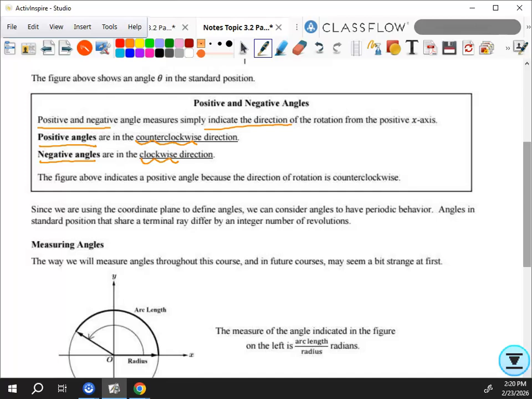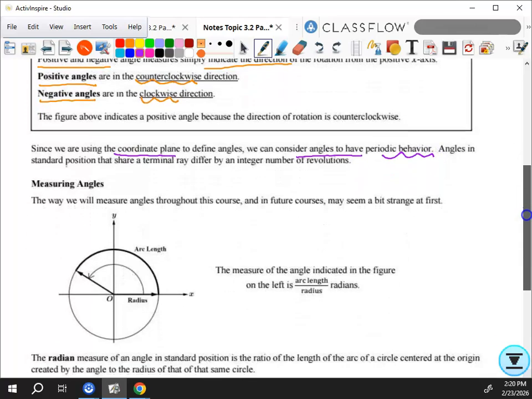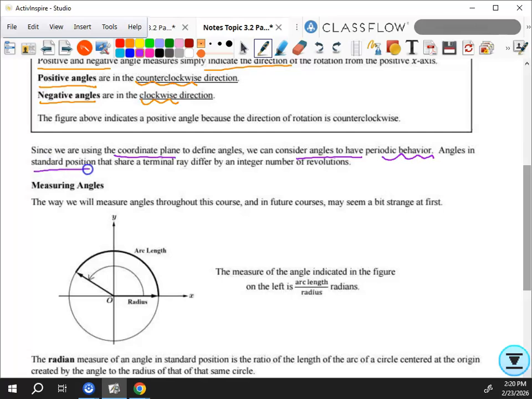And since we are using the coordinate plane to define angles, we consider the angles to have periodic behavior. Angles in standard position that share a terminal ray differ by an integer number of revolutions. Those are your coterminal angles. Remember, if we went out to the track and we all started and ended at the same spot, it doesn't mean we all ran the exact same number of laps, right? I could be walking, you'd be lapping me a few times, some people running the other way, but if we all stop at the same spot, those are coterminal angles. They're in the same spot, and it's just about how many laps you made.